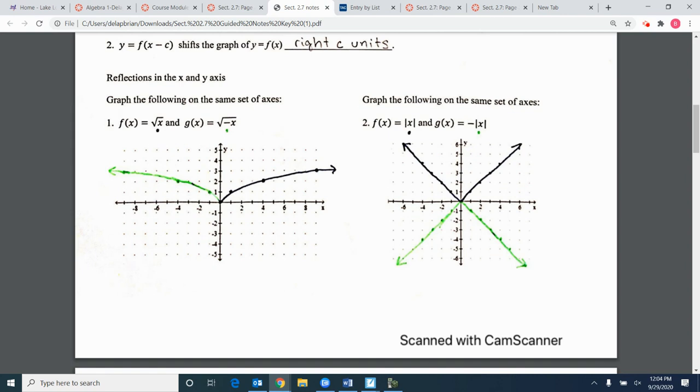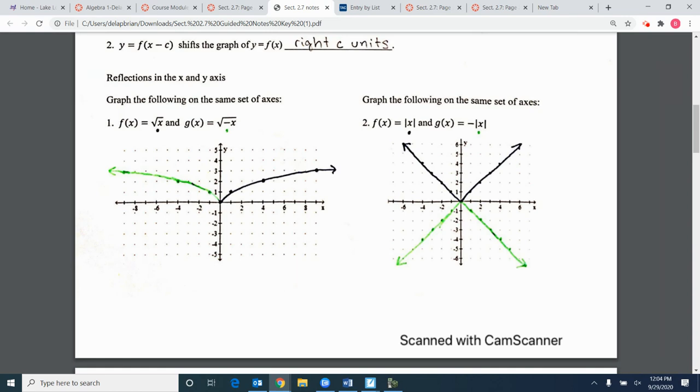X and Y axis reflections. It depends on where the negative goes. If the negative is with the variable, with the x, it's basically changing a +4 to a -4, which is going to take it across the y-axis. If the negative is outside, it changes the final value, which moves it from the top to the bottom and reflects it over the x-axis.